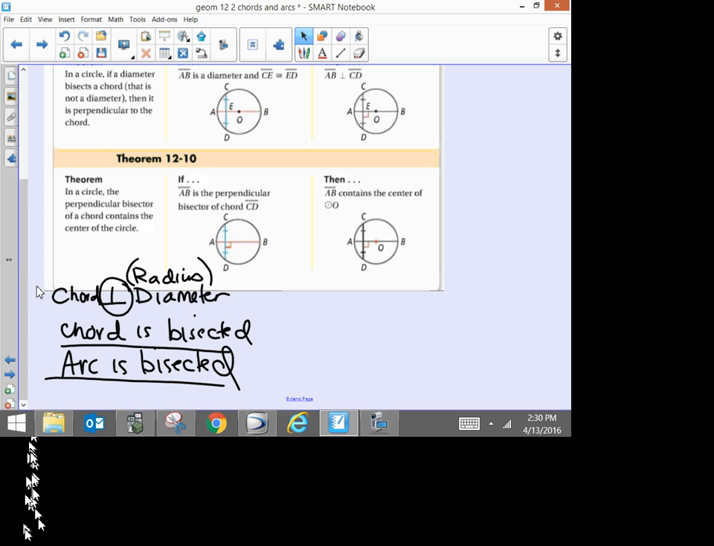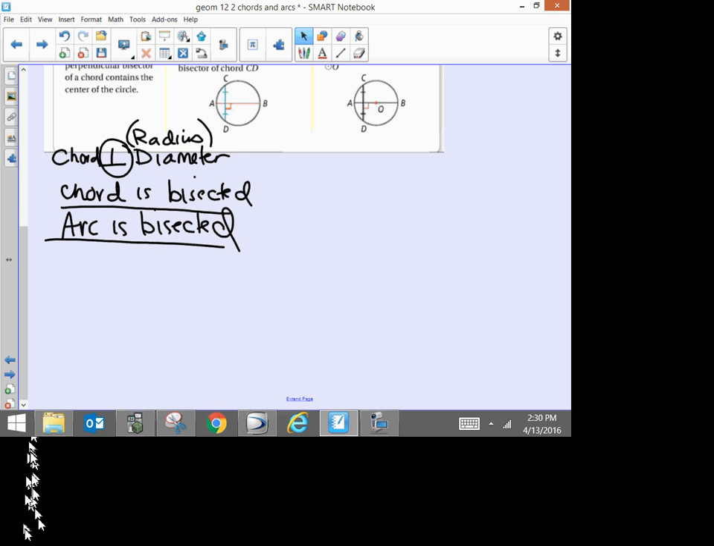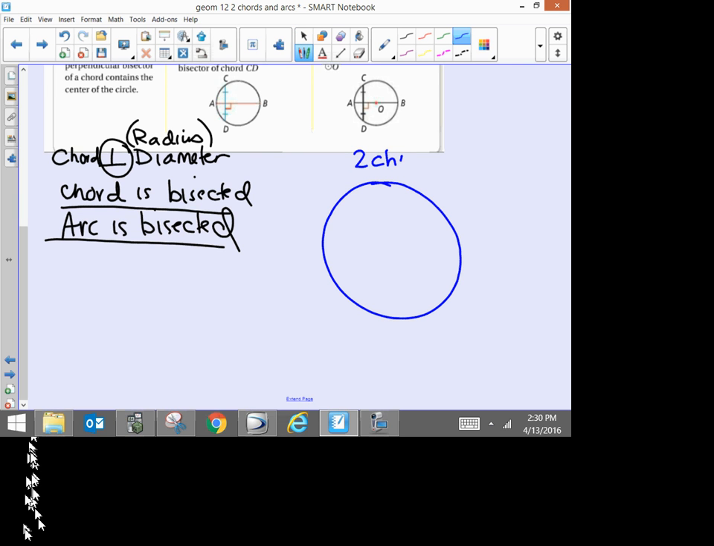Yes, ma'am. If you have two chords perpendicular to each other, does that mean they're both diameters? Let's see. You want 2 chords that are perpendicular to each other, and they're bisected. That's an excellent question. What do you think, girls? Let's try to make it not happen. The only way this is going to be bisected is if it goes through the middle, right? So yeah, they're going to have to both be diameters. That's a good question.